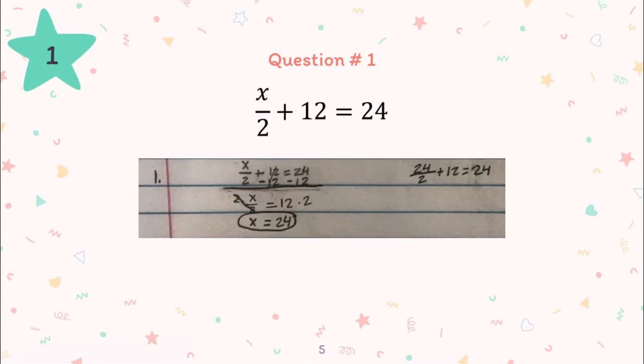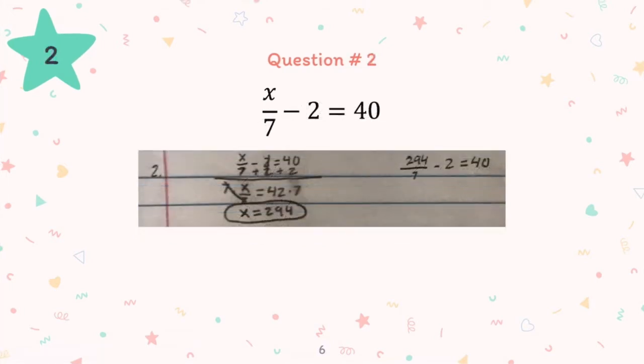But if we want to get rid of the 2 and just have x, we have to multiply 2 by itself. So 2 times 2, they cancel each other out. So now we're left with x, and then we do the same thing on the other side. 12 times 2 is 24, so x is equal to 24.